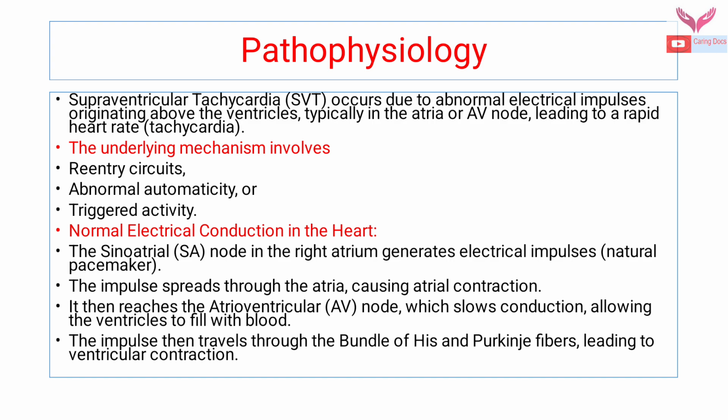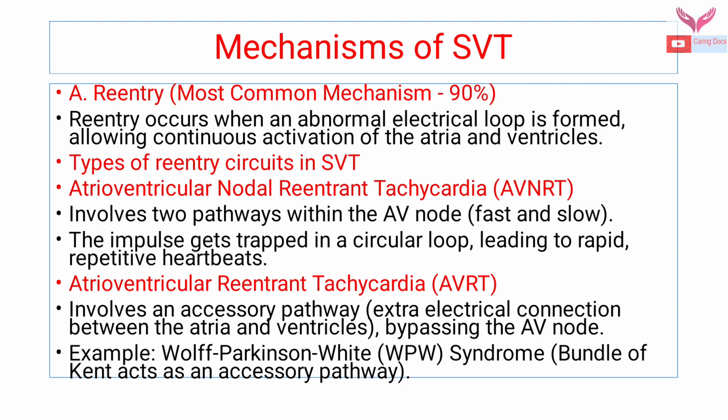Normal electrical conduction in the heart follows this path. The SA node in the right atrium generates the electrical impulses because it is the natural pacemaker. The impulse then spreads through the atria, causing atrial contraction. It then reaches the AV node, which slows the conduction, allowing the ventricle to fill with blood. The impulse then travels through the bundle of His and Purkinje fibers, leading to ventricular contraction.